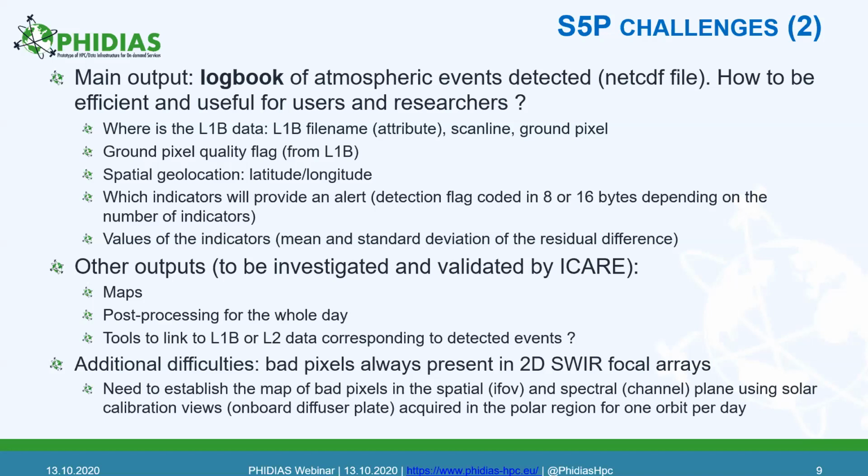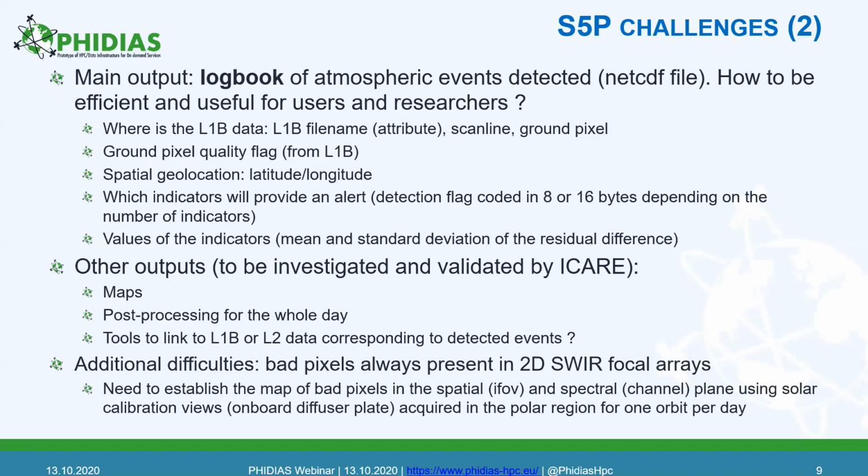We'll give which indicators provide an alert, which can be methane, carbon monoxide, NH3, etc. So we will create a detection flag coded in 8 or 16 bytes, depending on the number of indicators. And we will give the value of the indicators, the mean and the standard deviation of the residual difference. We can also investigate some other outputs, to be validated by IASI, such as maps of the extreme events. That is post-processing for the whole day, so the 15 orbits covering one single day, and maybe develop tools to link to level 1 data and level 2 data corresponding to detected events.